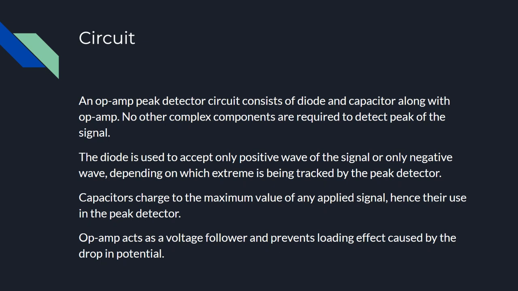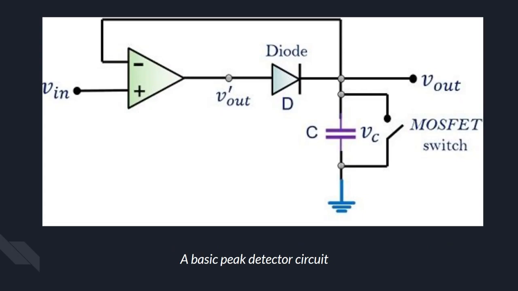Hence, to prevent this, the component must possess a high input impedance. And the ideal characteristic of op-amp is to have infinite input impedance, which is why we use it to prevent the loading effect. Having gotten the definition and the necessity out of the way, let's take a look at the peak detector circuit. This is a basic peak detector circuit which can be used to detect the positive peak of signals.